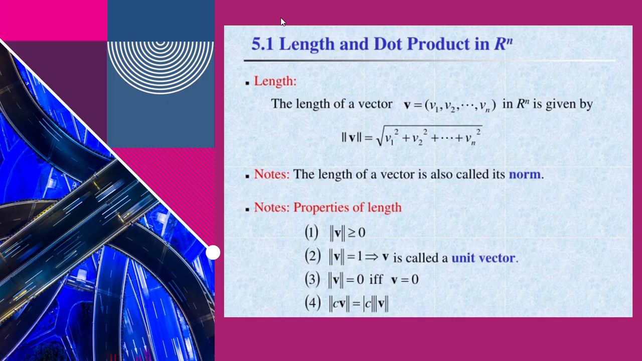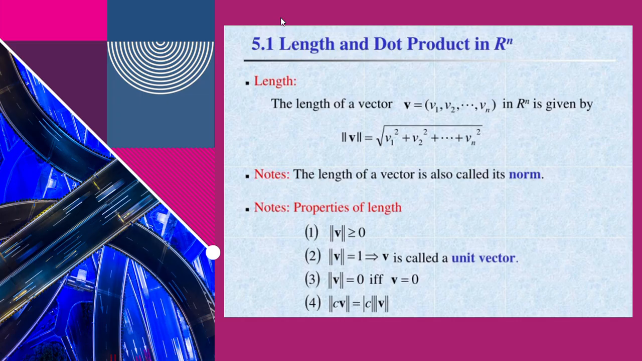Let's start with the length of a vector. Think of a vector as an arrow that points from one location to another. If we have a vector v with numbers v1, v2, up to vn, we find its length by squaring each number, adding up all the squared numbers together, and then getting the square root of the total.